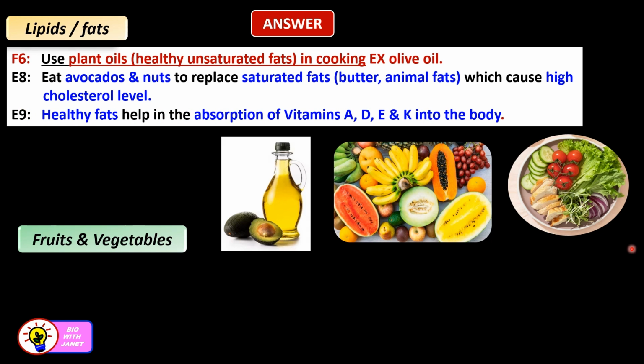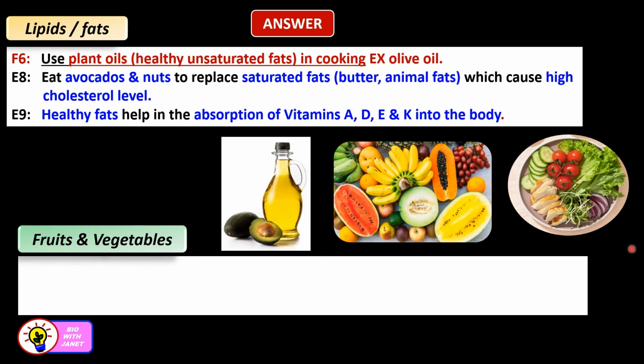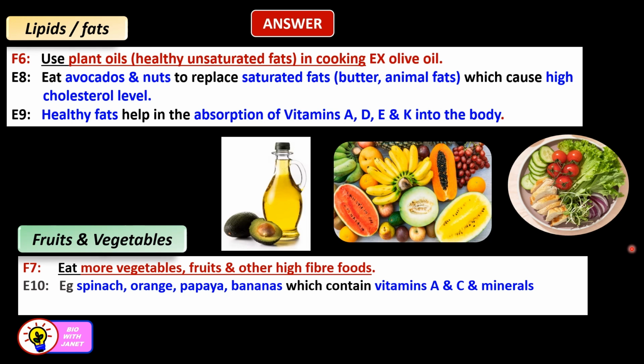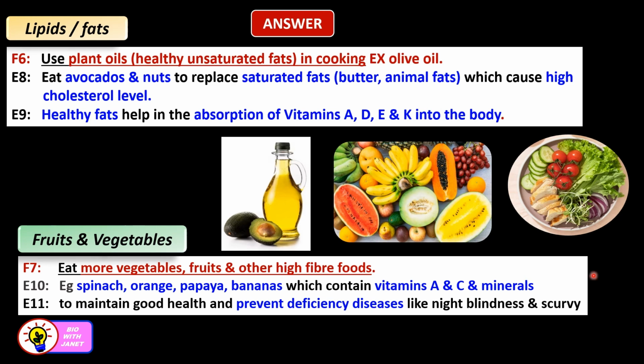Okay, now for fruits and vegetables, the obese woman is advised to eat more vegetables, fruits, and other high fiber foods. Examples are spinach, orange, papaya, bananas, which contain vitamins A and C and other vitamins and also minerals. So the rationale behind it, or the justification, is needed to maintain good health and prevent deficiency diseases like night blindness, which is caused by deficiency in vitamin A, and scurvy caused by a deficiency in vitamin C. Okay, deficiency in vitamin C.